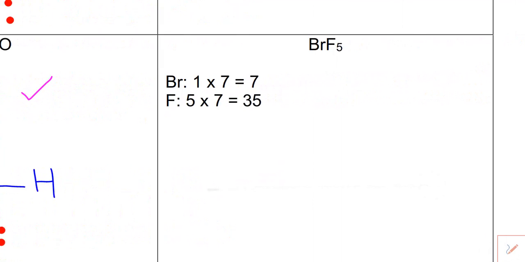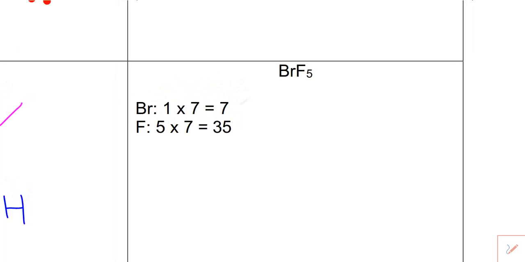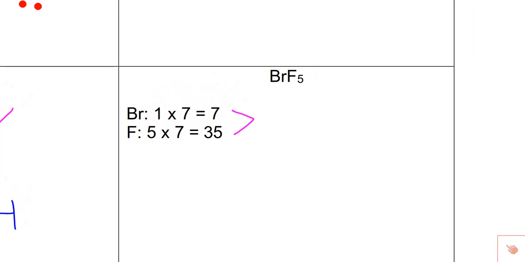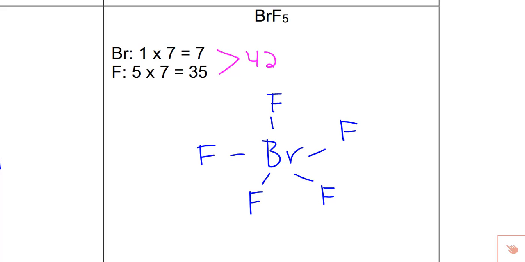Let's move on to this last one. I have 1 bromine with 7 electrons, 5 fluorines with 7 electrons each. Altogether, that adds up to 42. I'm going to put the least electronegative in the middle, bromine, and I have 5 fluorine that goes around it. And already you're probably going, what? This is weird. If I have 5 fluorine, already bromine is breaking the octet rule.